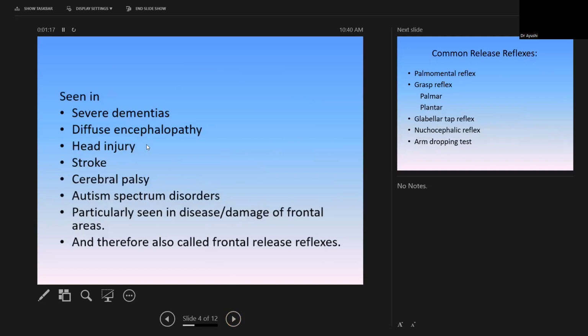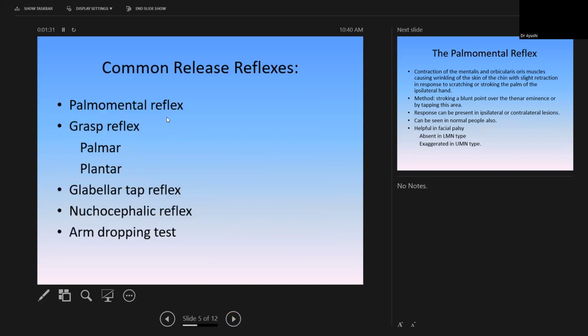They are seen in severe dementias, diffuse encephalopathy, head injury, stroke, cerebral palsy, or autism spectrum disorders. They are particularly seen in disease or damage of the frontal areas and are therefore also called frontal release reflexes. Common release reflexes are the palmomental reflex, the grasp reflex, which can be both palmar and plantar, the glabellar tap reflex, the nuchocephalic reflex, and the arm dropping test.